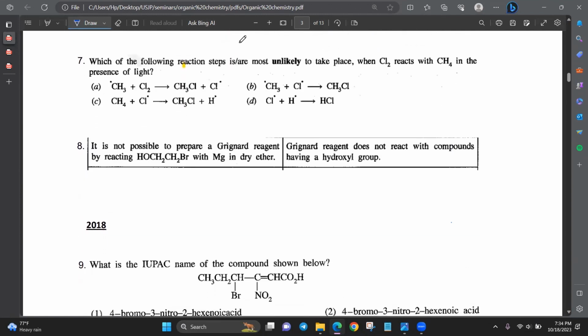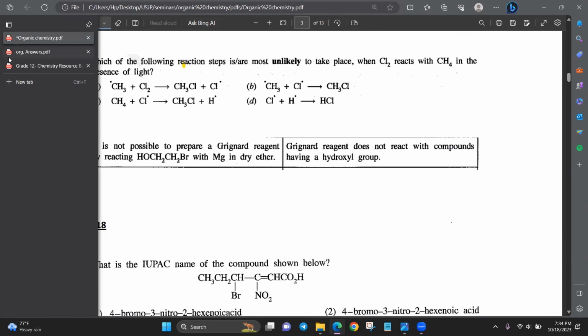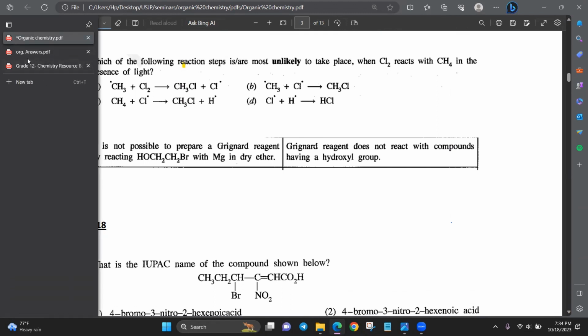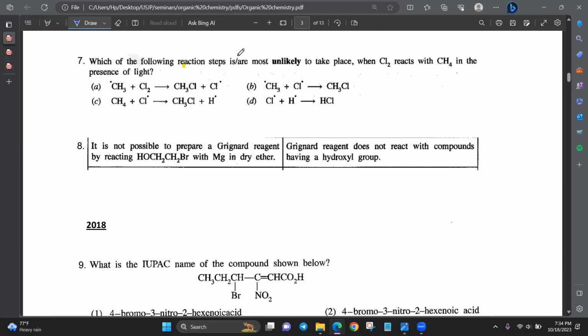7th question. Which of the following reaction steps is or are most unlikely to take place when chlorine reacts with CH4 in the presence of light? Right. So what type of reaction is chlorine reacting with CH4? It is a free radical reaction, right? In the presence of UV light, these reactions will take place.